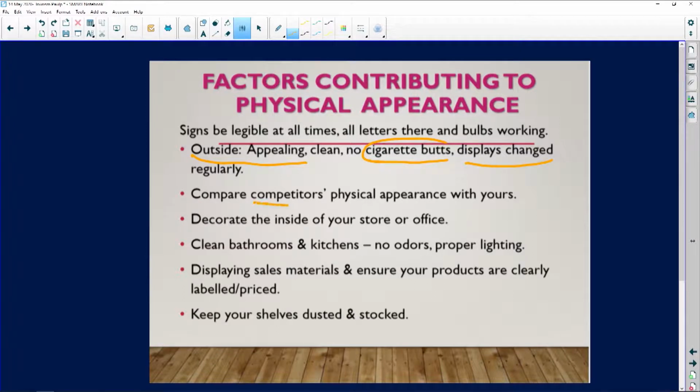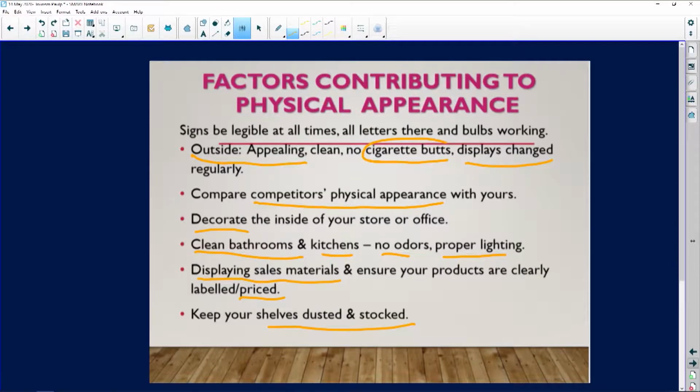All right, have a look at your competitors' physical appearance. Make sure yours are in the same range or better. Decoration, decor, make sure your offices are nicely decorated. Have clean bathrooms and kitchens, very important. Bathrooms, no odors. Proper lighting in your restaurants and so. Display if you have sales and the materials and make sure that you always have clear priced labels. People don't want to go around and call a sales agent every 2 minutes, say, listen, I'll pick up this souvenir, how much? Put the prices on the products and make sure it's up to standard and up to date. And then keep your shelves dusted and stocked.